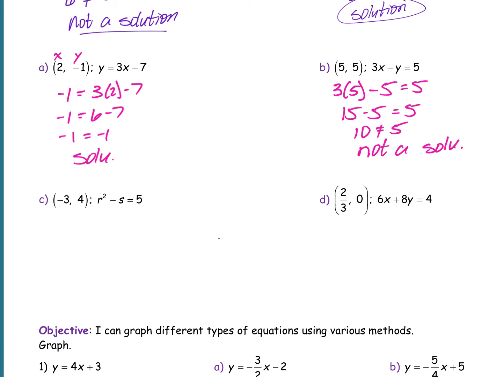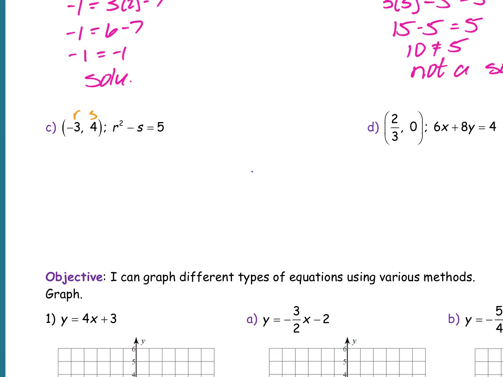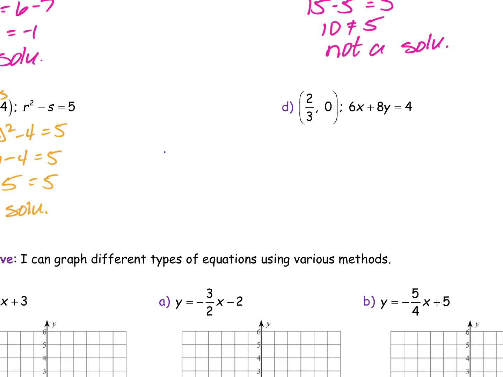And then C, we've got R and S. So negative 3 squared minus 4 equals 5. 9 minus 4 equals 5. Solution. And then the last one's a little harder, right? Because it has a fraction in there. So I've got 6 times 2/3 plus 8 times 0 equals 4. So 6 times 2 is 12/3 plus 0 equals 4. So 4 equals 4. Solution.